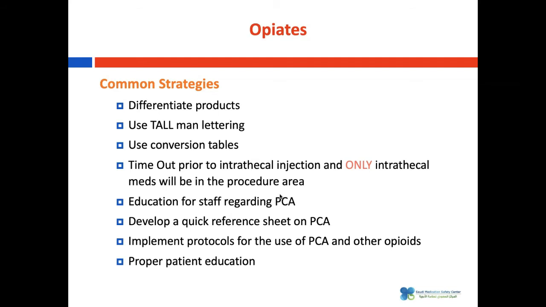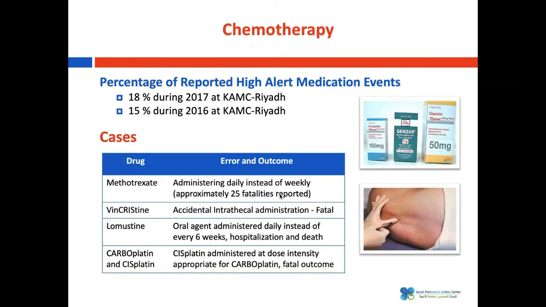Okay, now this is the opiate strategies. Okay. Now the third class which is chemotherapy agents. Chemotherapy agent عندك very dangerous drug, toxic drugs. يعني تخيل تعطيها in wrong doses مثلا فهذه مصيبة.